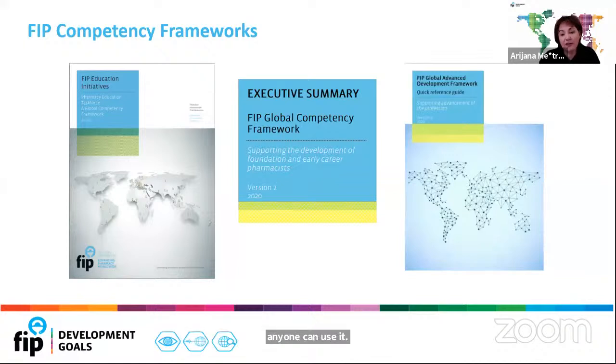But we also have the FIP Global Advanced Development Framework, whose version zero was introduced in Abu Dhabi. Here you can see version one from 2020. All of these documents are available on the FIP website. So if you want to take a look, it is something that you should really be inspired by. And the Global Advanced Development Framework, I will talk about in a little bit more detail in a minute. Please, next slide.